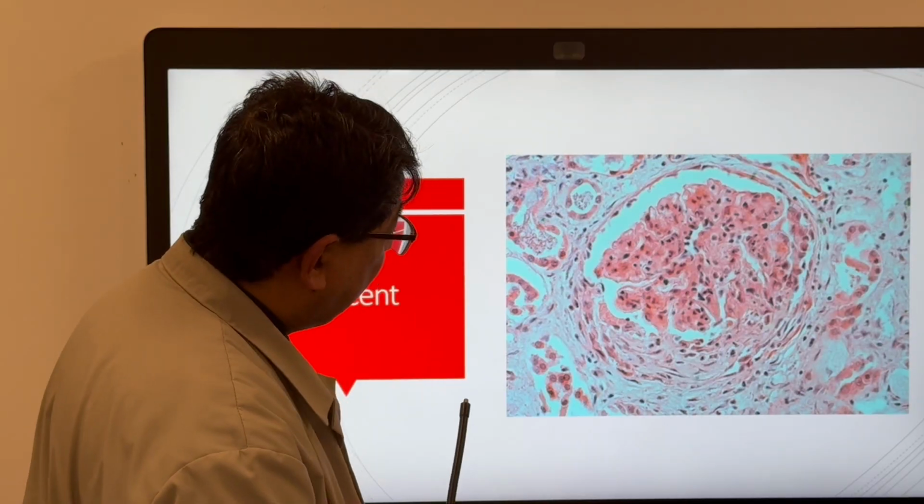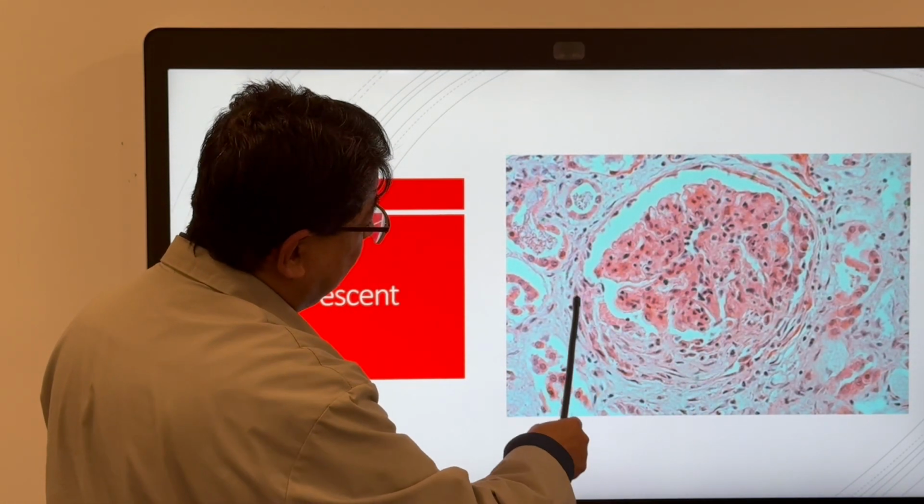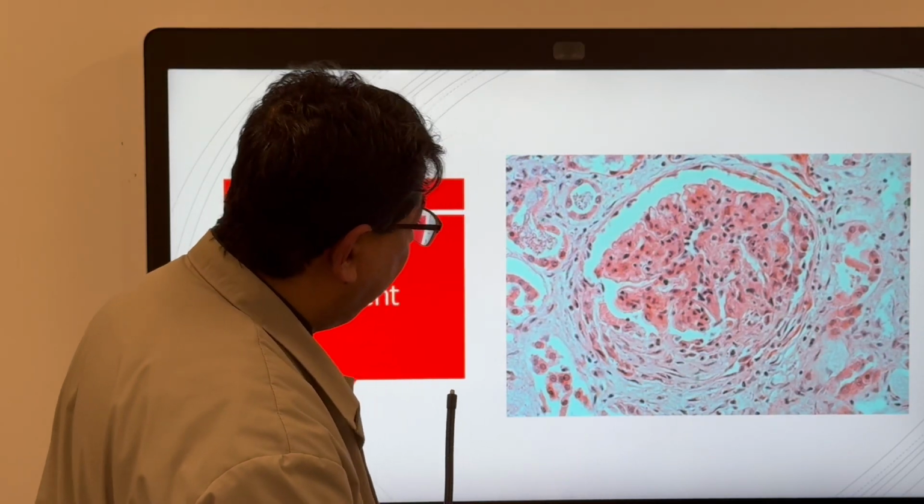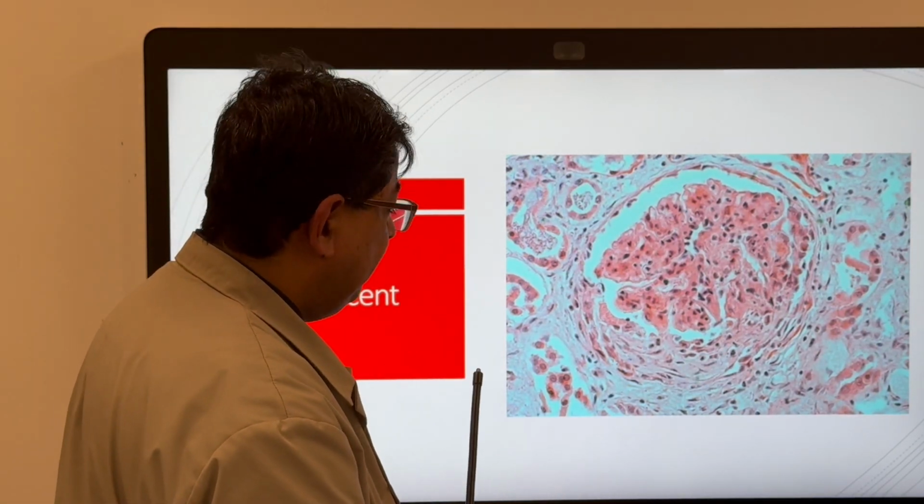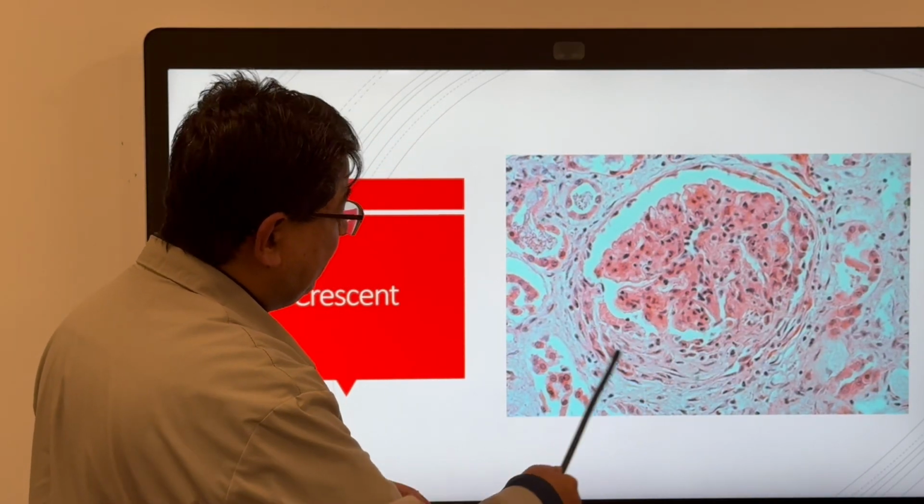This is a typical crescent. Here's your Bowman's capsule, nice and open, and here you can see that cells and fibrin have broken through the glomerular basement membrane into the Bowman's capsule. So this is a nice classic crescent.